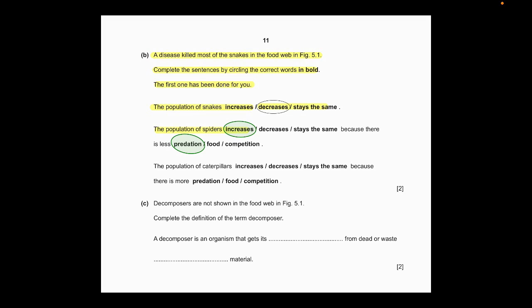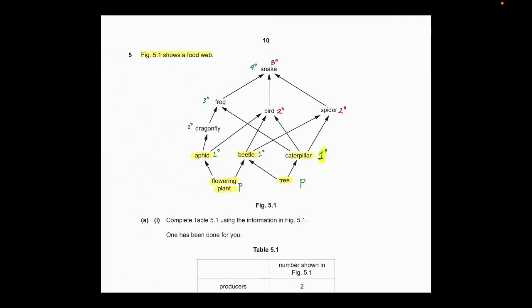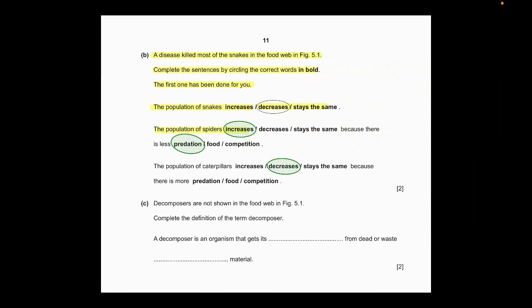The population of caterpillars decreases definitely because spiders were eating caterpillars, so when spiders increase in number, they are going to drive the caterpillar number down because there is more predation.